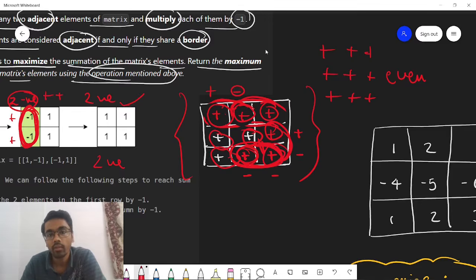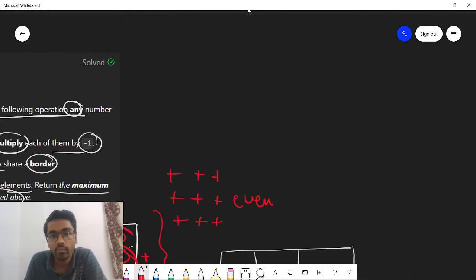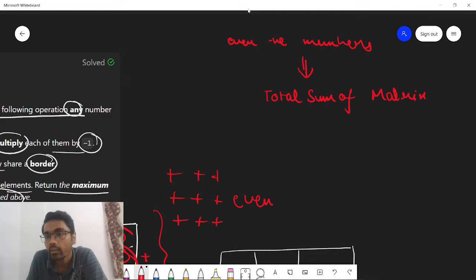So what we can say from this? We can say that if the total number of negatives is even, then in that case our maximum sum will be nothing but the total sum of the matrix, because indirectly we will be taking the total sum of the matrix only, because we have converted each and every negative to positive.